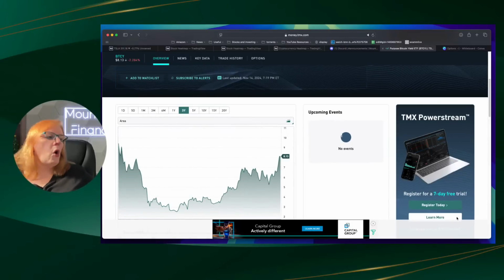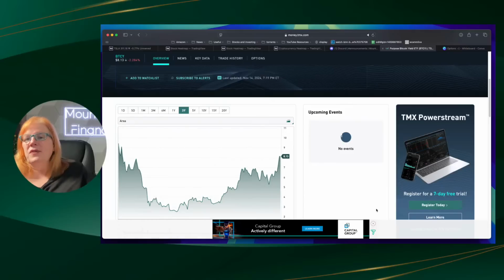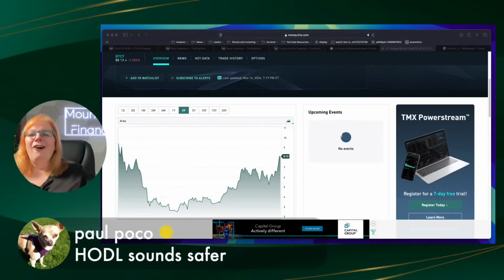If you don't want to do options yourself, there's nothing wrong with just choosing your ETFs, your covered call ETFs. Let them do all of that hard work. Let them worry about gamma and theta and vega, because you don't have to. You really don't have to. Paul says HODL sounds safer.